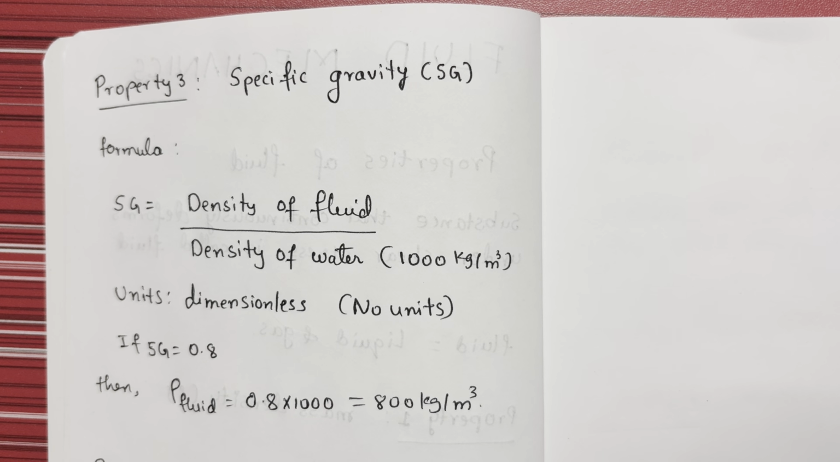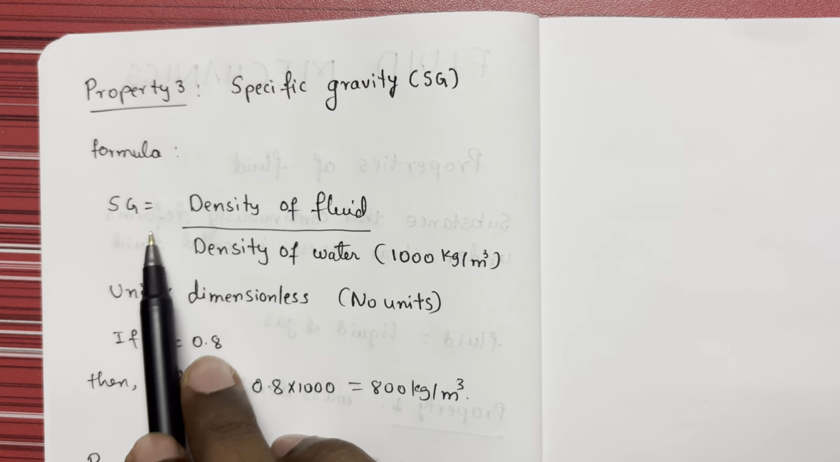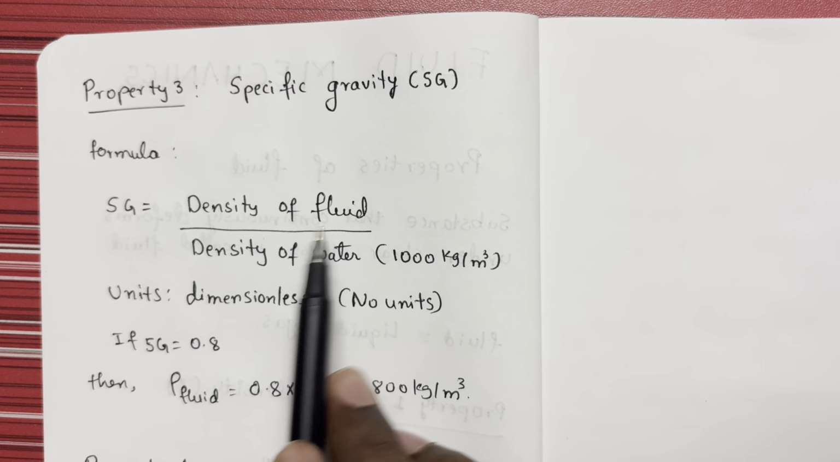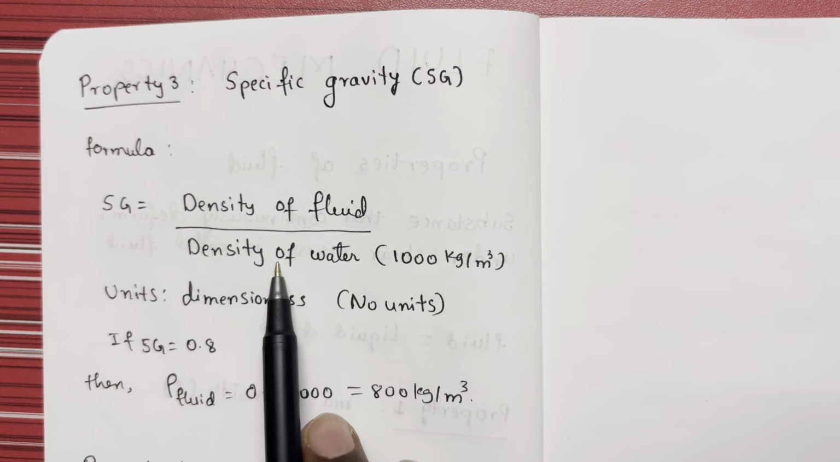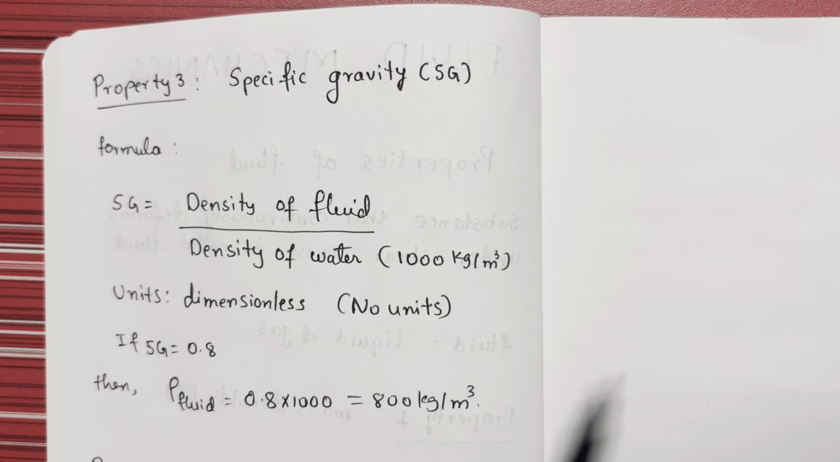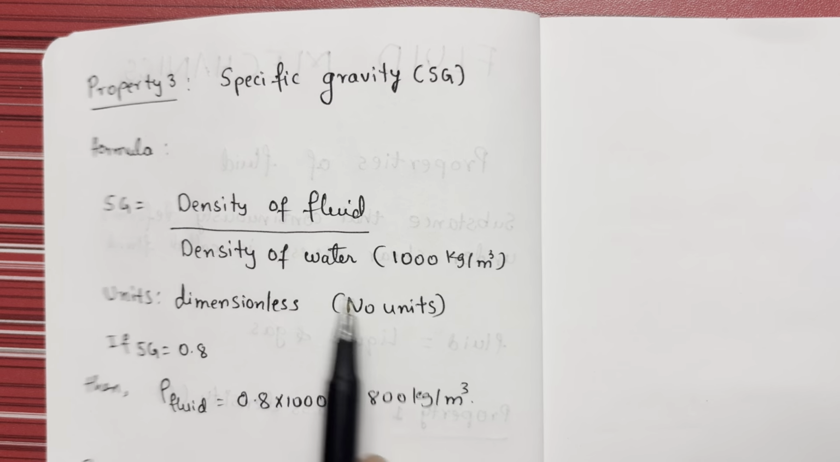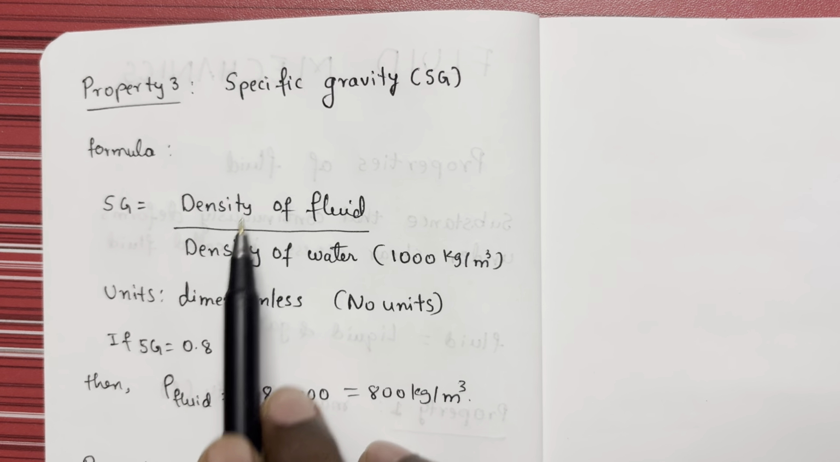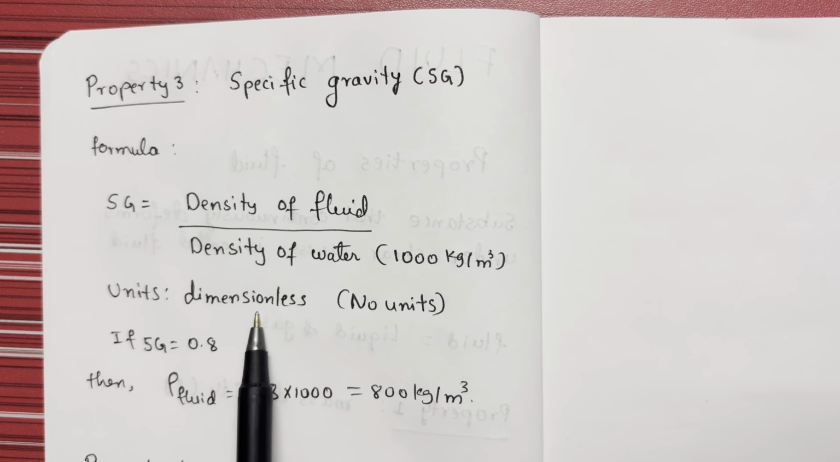kg per meter cube. So if the specific gravity is less than 1, it is lighter than water, so it will float on water. If the specific gravity is more than 1, then it is heavier than water, so it will sink in water. What's the formula? As I said, density of fluid divided by density of water, which is 1000 kg per meter cube. So you divide density by density, so it's a dimensionless number.